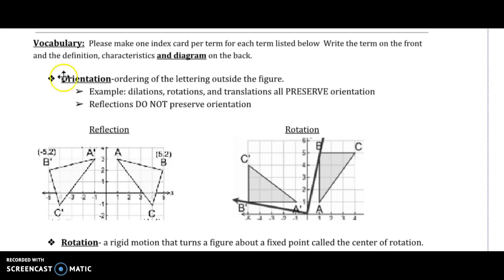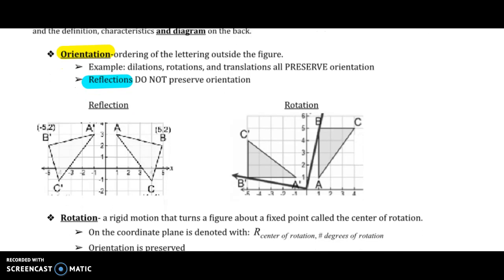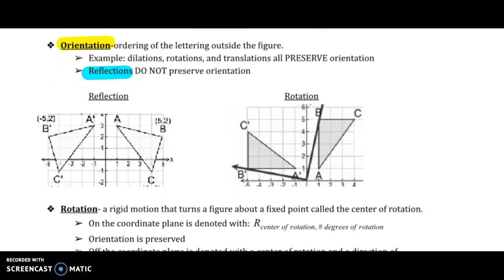So our first term is orientation, which is the ordering of the lettering on the outside of the figure, or of the vertices. Dilations, rotations, translations all preserve orientation. The only one that does not is reflection, which we did yesterday. So what does that mean? How could you determine whether orientation was preserved or not?